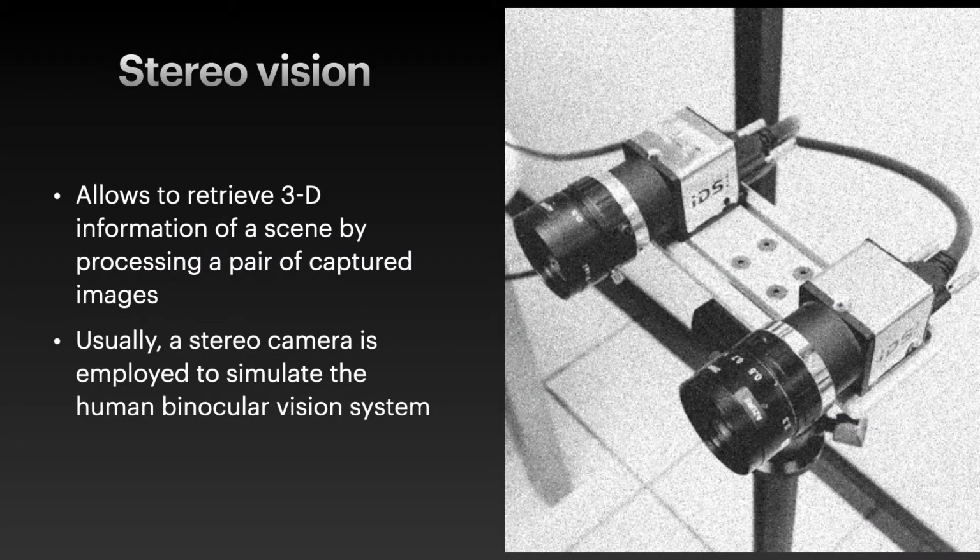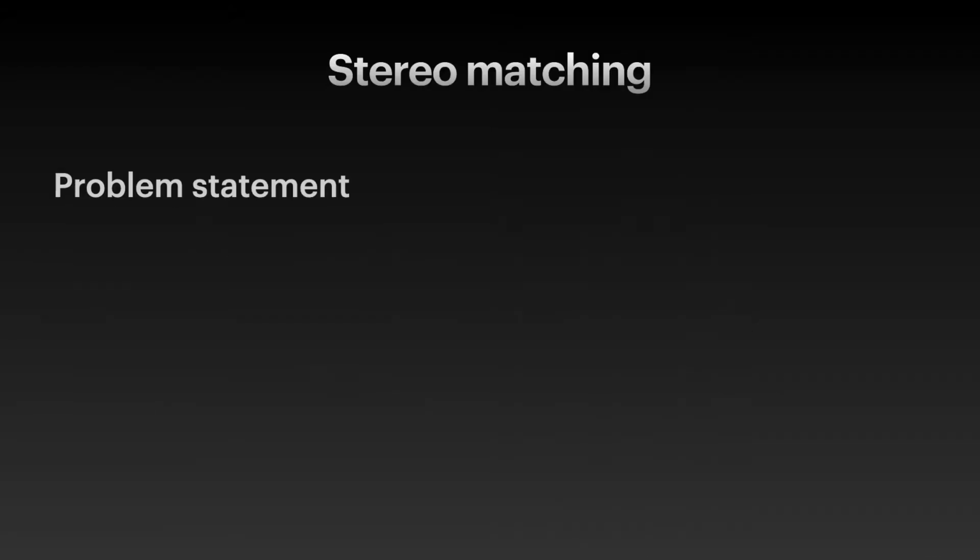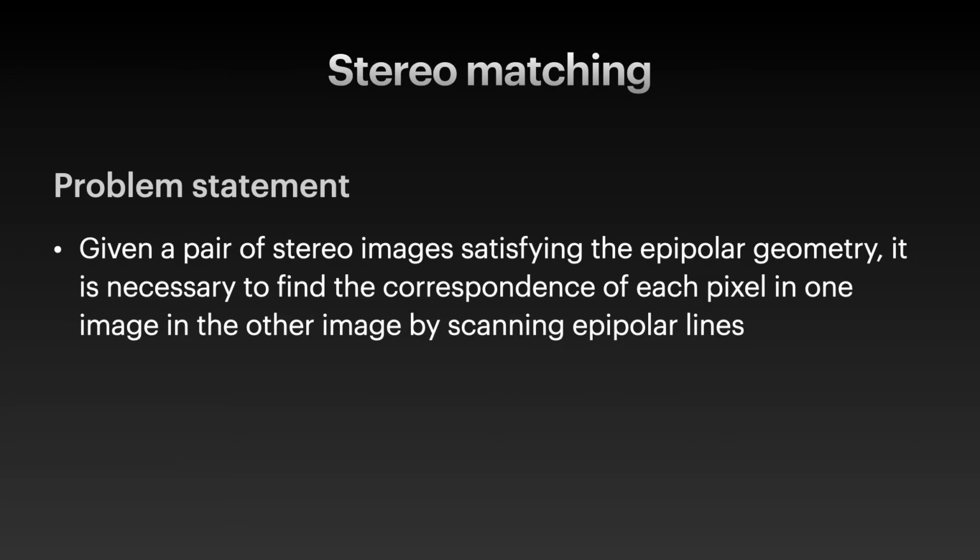Stereo vision allows us to retrieve 3D information of a scene by processing a pair of captured images. Usually, a stereo camera is employed to simulate the human binocular vision system. Given a pair of stereo images satisfying the epipolar geometry, it is necessary to find the correspondence of each pixel in one image and the other image by scanning epipolar lines.